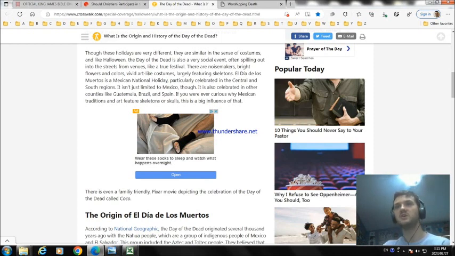El Dia de los Muertos is a Mexican national holiday, partly a celebration of Central and South regions. It's celebrated in Mexico, and throughout countries like Guatemala, Brazil, and Spain. A few of you may be curious why Mexican traditions and art feature skeletons and skulls. This is a big influence of that.